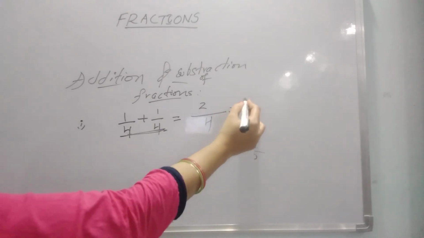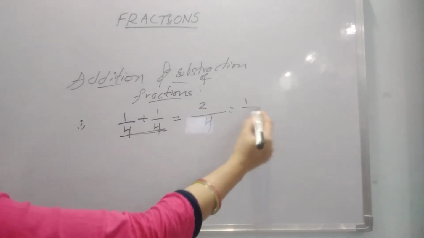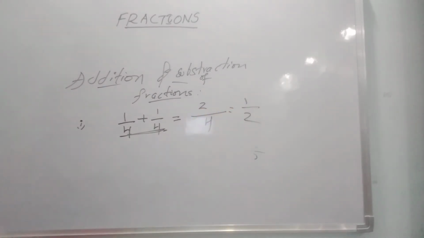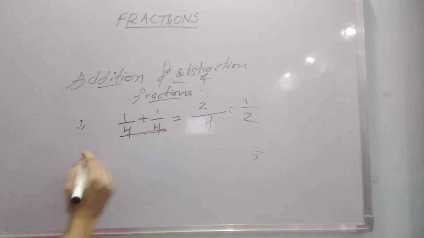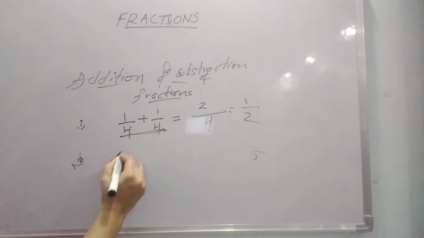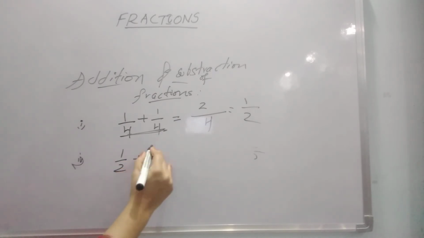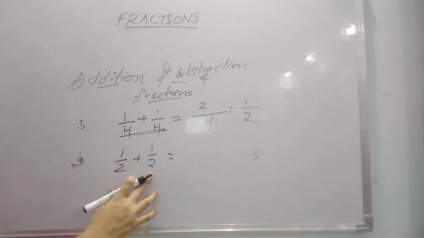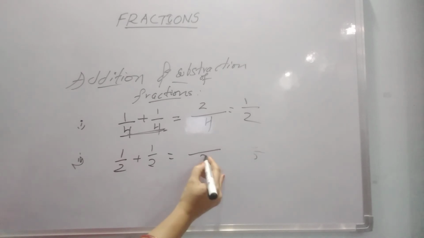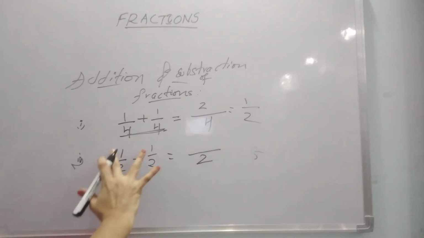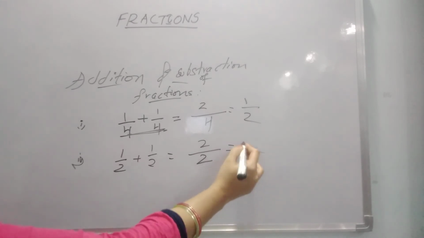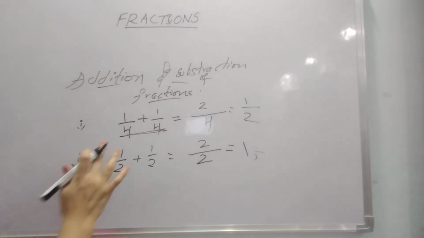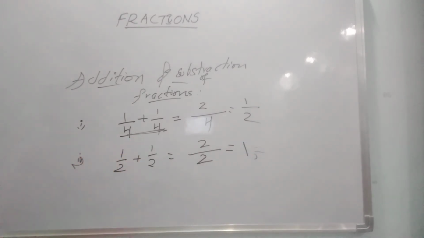2 by 4. That means the simplest form of 2 by 4 is 1 by 2. Okay. We can add like fractions like this. Another example, 1 by 2 plus 1 by 2. Denominators are the same. So simply write denominator here 2. And add our numerators. 1 plus 1 is 2. So the answer is 1. We can add like fractions like this.